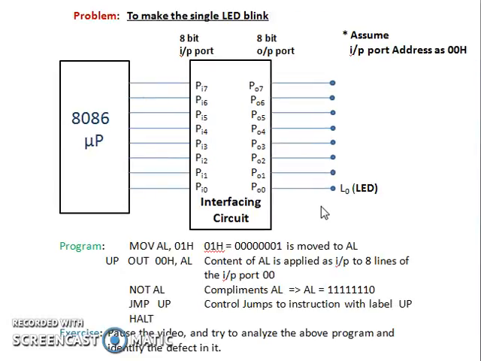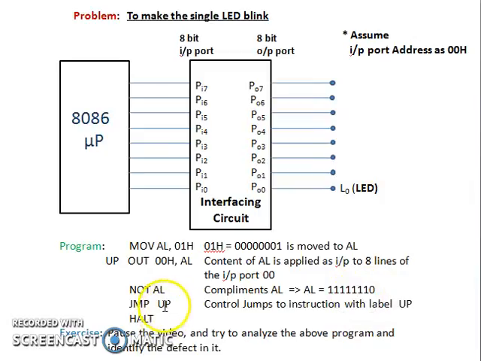Now let us see how this single LED can be made to blink. The same content 01H will be moved to AL and it is given as input to the input port whose port address is 00H. Up to this it is the same as the above problem. After this, to make it blink, we use NOT AL, meaning the contents of AL are complemented, and now the contents of AL are as shown here, where the LSB is 0.